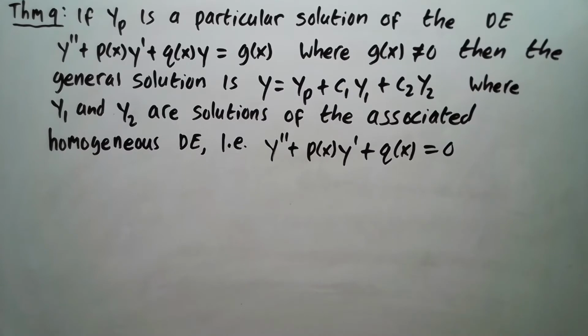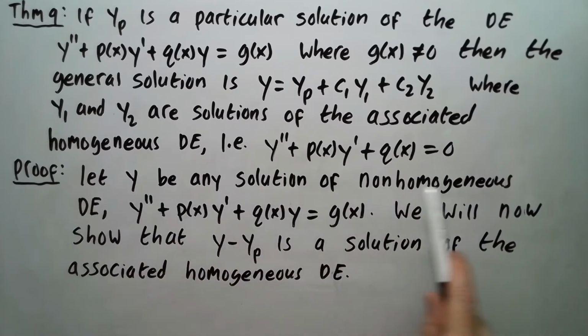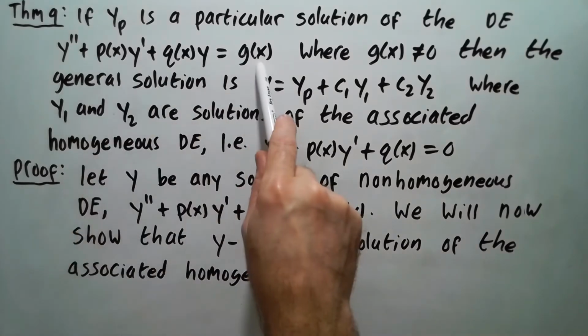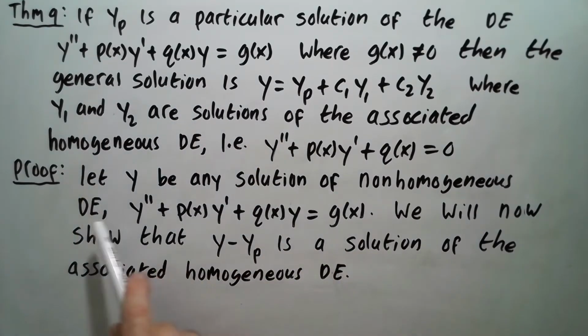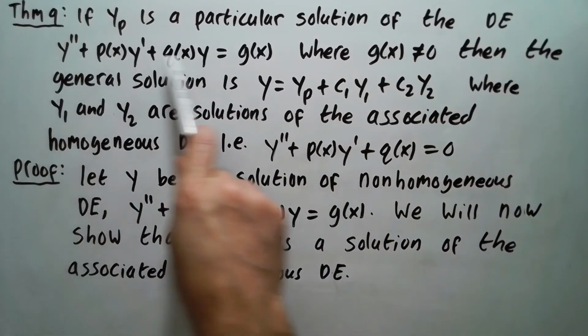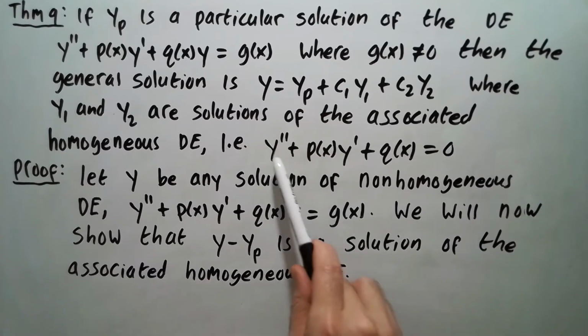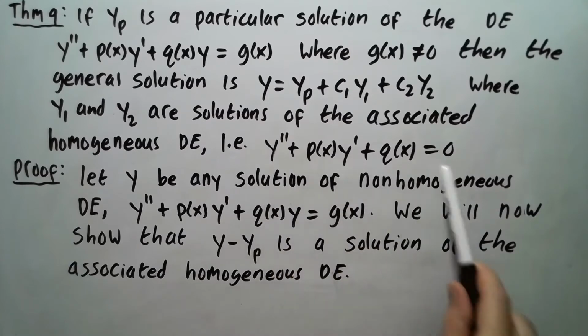Okay, so let's look at the proof. We're going to let y be any solution of the non-homogeneous differential equation, so this guy up here. It's called non-homogeneous because g is not 0. We will now show that our y minus our yp, again yp we're assuming is a particular solution of this differential equation up here also, we're going to show now the difference of these two solutions is a solution of the associated homogeneous differential equation, so this guy here. Okay, so let's make some observations.